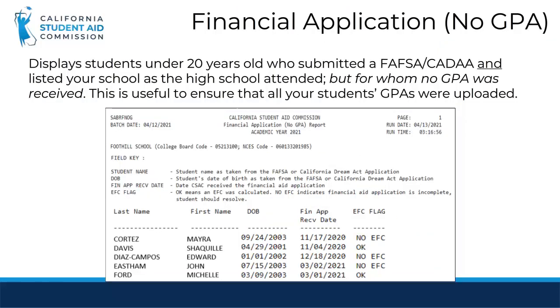The last report that we will look at is the Financial Application No GPA report. This report displays students under 20 years of age who submitted a FAFSA or DREAM Act application and listed your school as a high school attended, but whose GPAs were not submitted to the Commission. This is useful to ensure that all of your students' GPAs were uploaded.